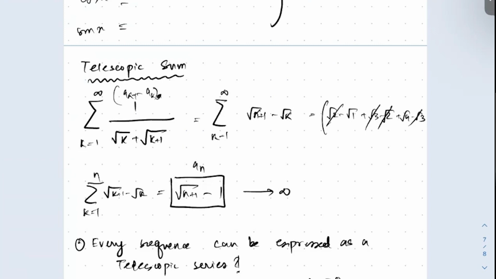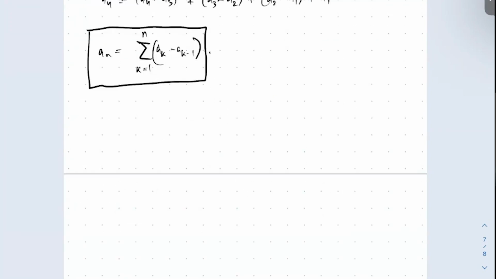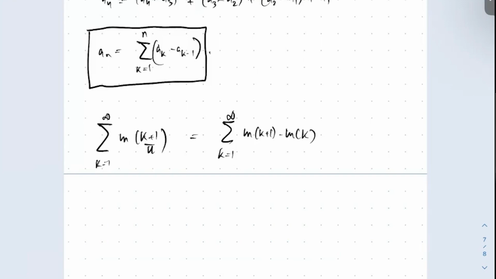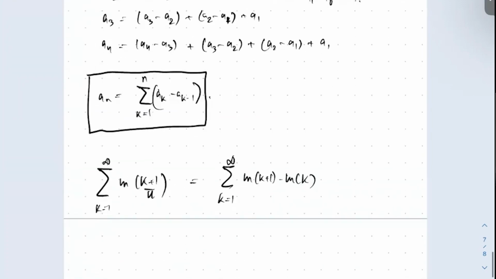Okay, let me give you another example. Let's say the summation of k from 1 to infinity of log of (k plus 1) by k. You can observe this is nothing but the summation of k from 1 to infinity of log of (k plus 1) minus log of k.